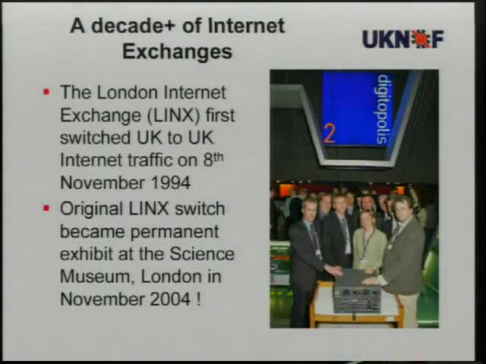So a little bit about internet exchange history. There have been plenty of ageist remarks in the other room earlier on already.